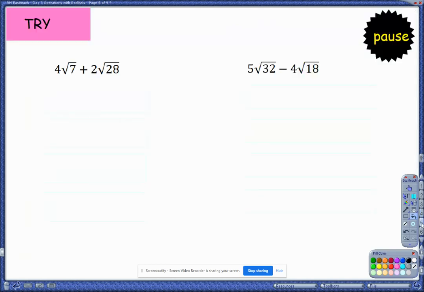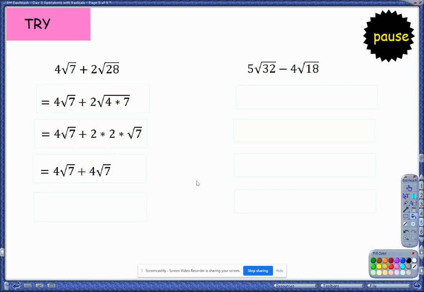So I want you to try these two. Please pause the video and give it a try. And now I'm ready to reveal. In the first one, radical 7 is simplified, but radical 28 can be simplified further. And we know that 28 is 4 times 7. So we can write the second one as 2 times 2 radical 7, which makes it 4 radical 7 plus 4 radical 7, which is now 8 radical 7.